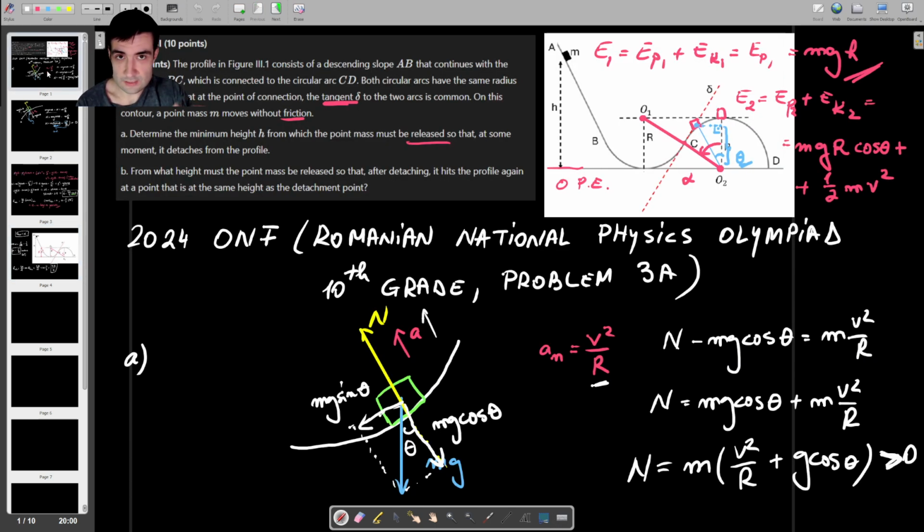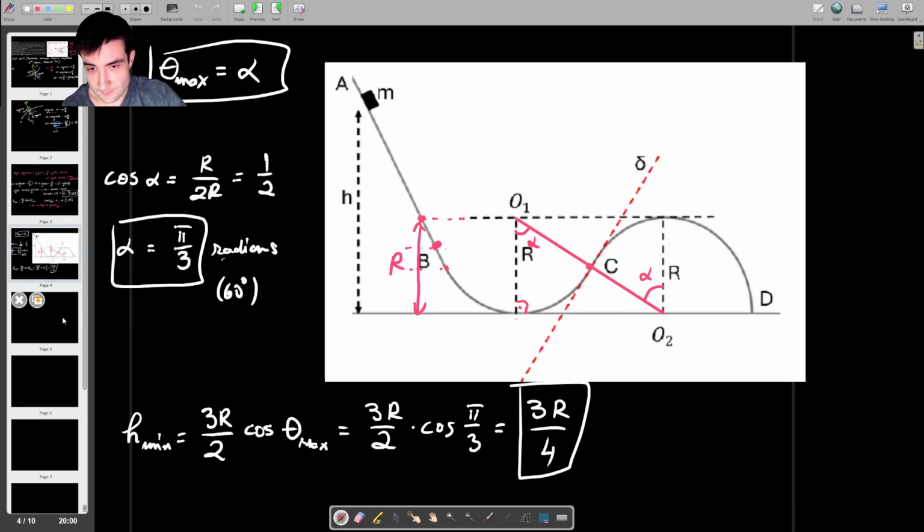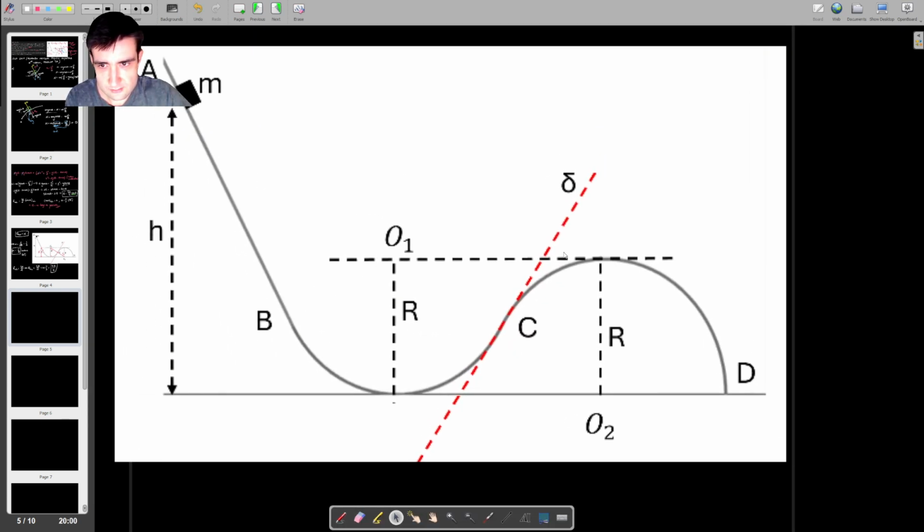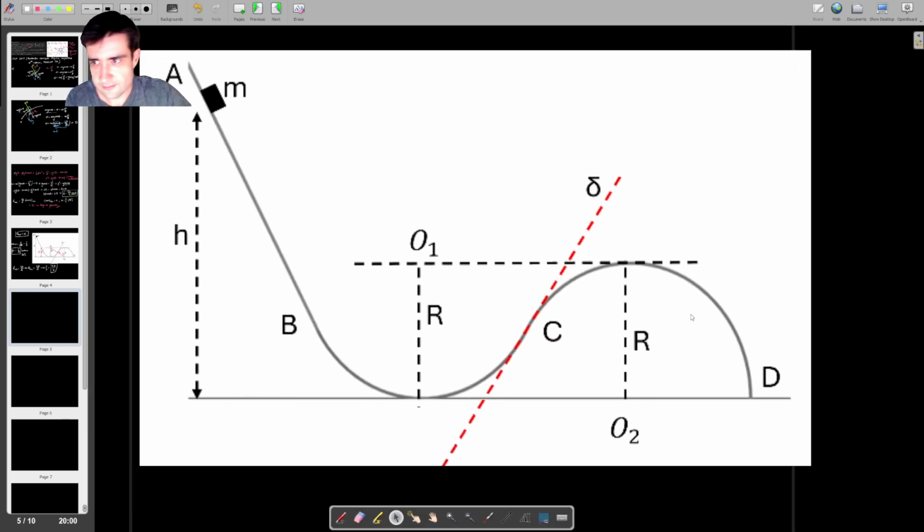So from what height must the point mass be released such that after detaching, this object hits the profile again at a point that's at the same height as the detachment point? So that's interesting. What that means is the following. First of all, I'm going to put this diagram here again, so give me 1 second. Trying to not lose any significant amount of quality when I do that. Okay, I think this is good enough.